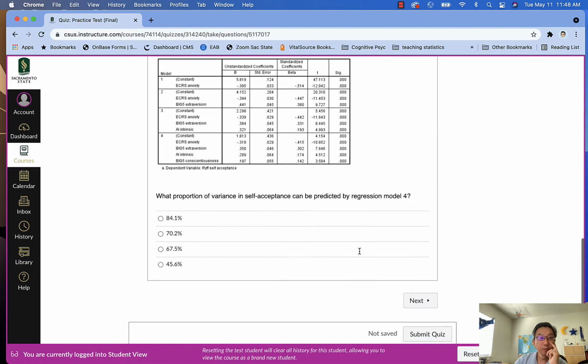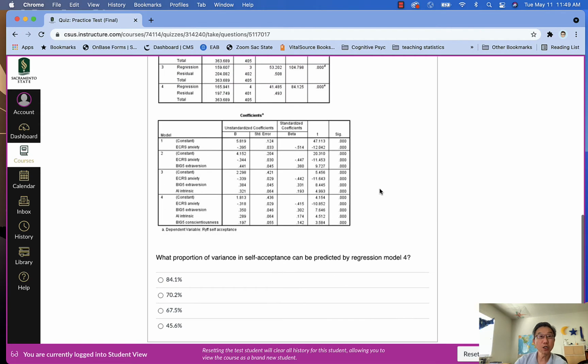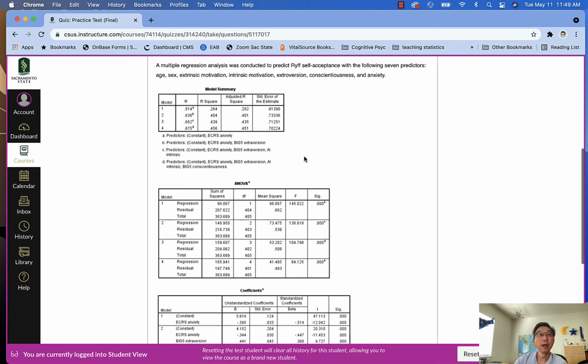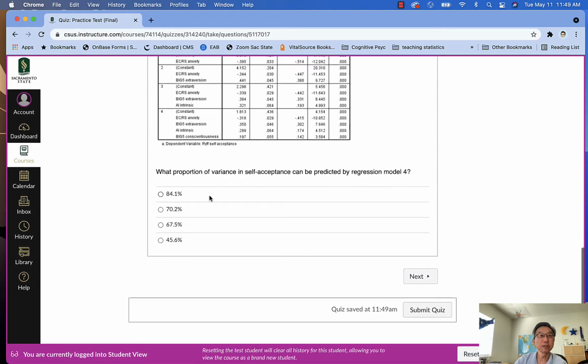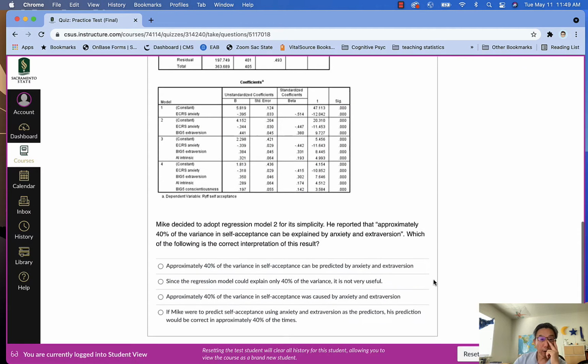Next question. What proportion of the variance in self-acceptance can be predicted by regression model number 4? So that's a question about R squared. And it's 45.6%. So 45.6% is the answer. So R squared. Next question.